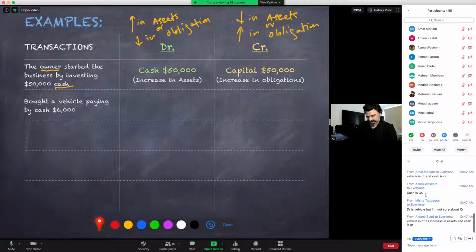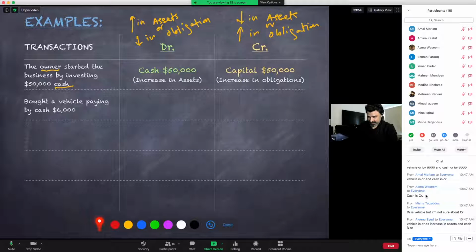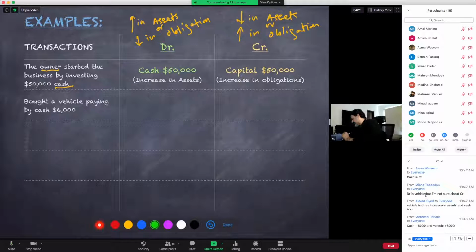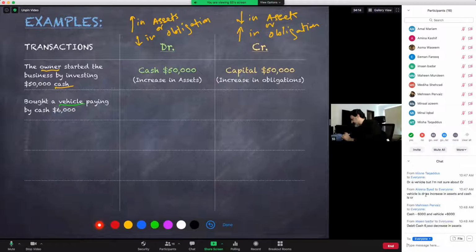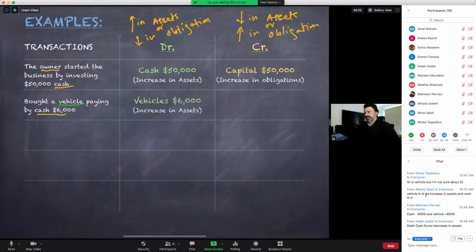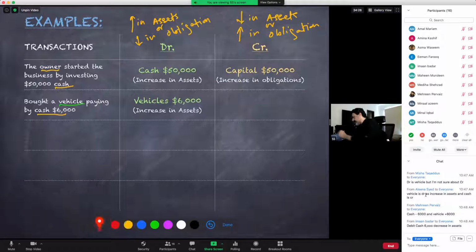Okay, Asma later wrote cash is credit. Okay, debit vehicle, but I'm not sure about the credit, Misha. What do we mean by credit? Either your assets are going down or your obligations are going up. So when you buy a motor vehicle paying by cash, you need to first identify the two significant portions here. Let me underline vehicle with green and cash with orange. Green here means you're gaining in an asset, right? So vehicles $6,000 is going to be debit because you're gaining in an asset, and that is how we define the debit.